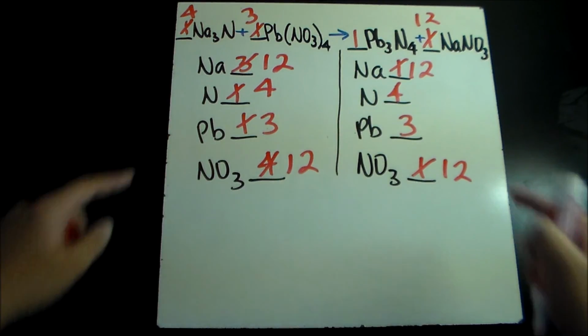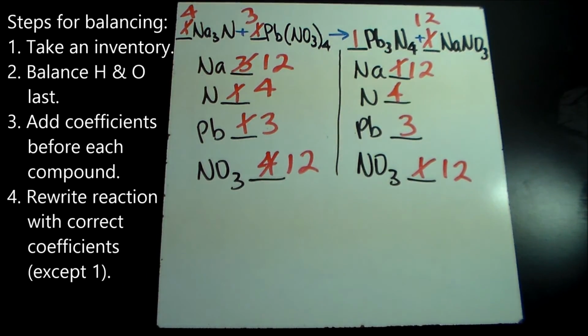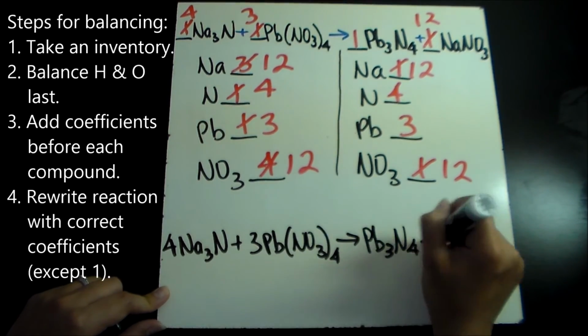To double check, there are 12 sodiums, 4 nitrogens, 3 leads, and 12 nitrates on both sides of the reaction. Our last step is to rewrite the reaction equation with the correct coefficients. Our reaction is now balanced.